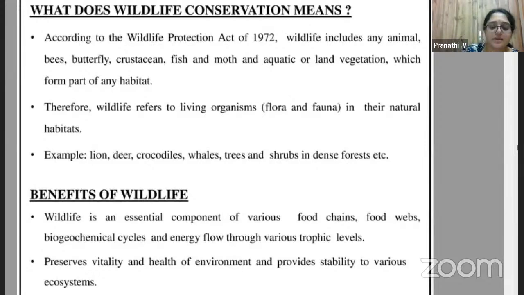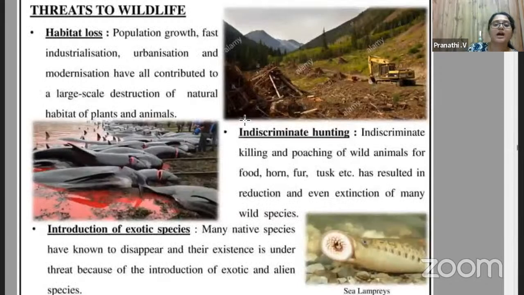Then, when it comes to the importance of wildlife conservation, we have to see what is harming the wildlife in the first place. So, habitat loss because of population growth, industrialization, urbanization, all of this you already know, and indiscriminate hunting.